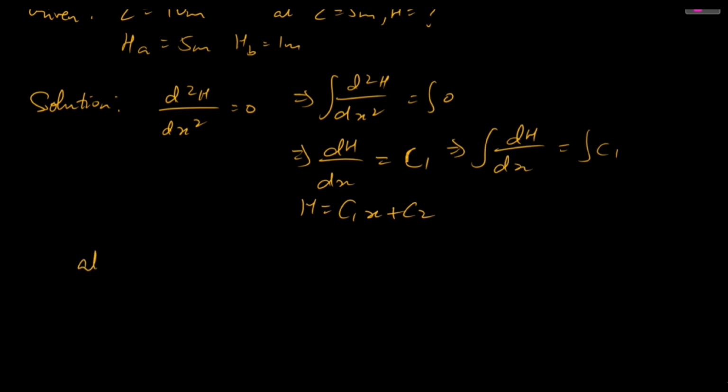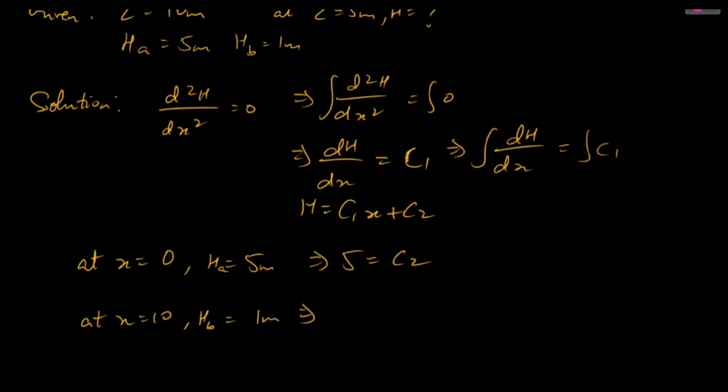Now at x equal to 0, that is the beginning of the soil strip, the head will be equal to 5 meters, that is HA will be equal to H. Okay, which gives you 5 equal to C2, and at x equal to 10 meter and HB, that is 1 meter, so here H is equal to 1 meter, so 1 equal to C1 into 10 plus C2, which is 5.